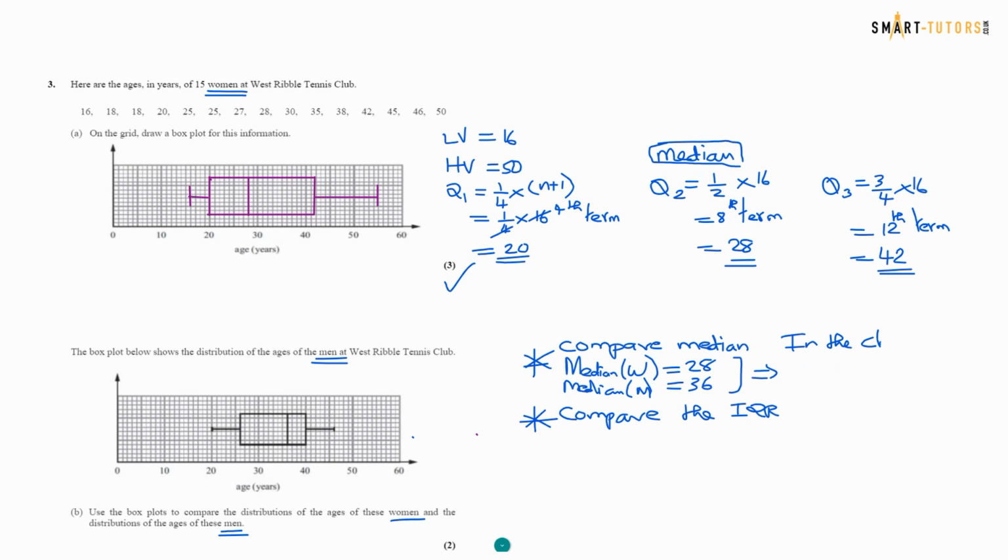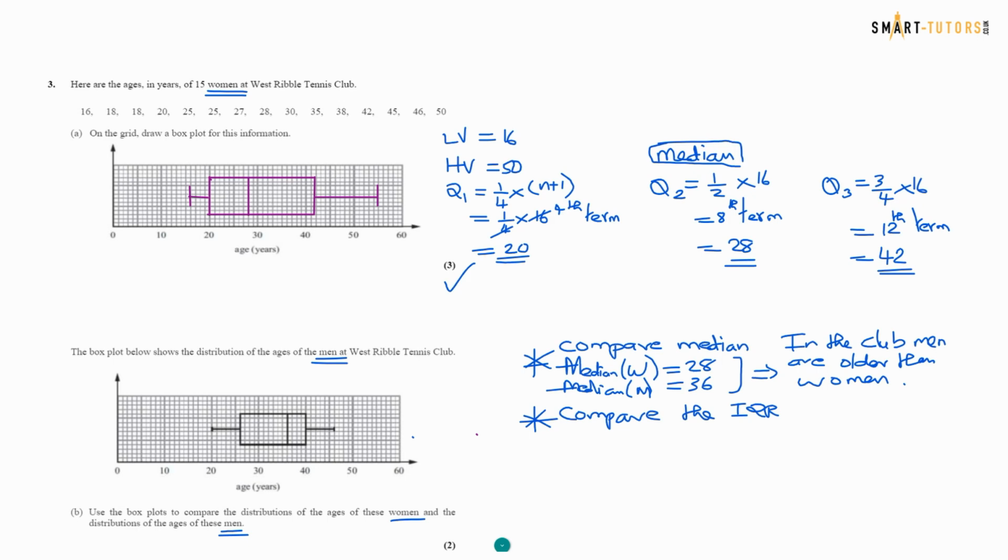In the club, men are older than women. This is the comparison you do, because you statistically compare: the median of the women is 28, the median of the men is 36. From that you understand men are older than women in that club. You can't say a generic comment. This is specifically for that Best Rebel Tennis Club.